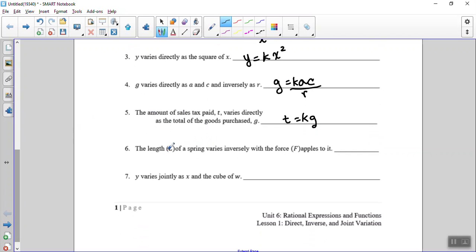The length L of a spring varies, so L equals K. L varies inversely, divided by the force F. That's it. And then the last one, Y varies jointly. So the word jointly just means that it's a combination of, like, you're going to have more than one variable. Like for example, right here we had more than one variable. This is just another way to say jointly. So it says Y equals K jointly with X and the cube of W, so W cubed.